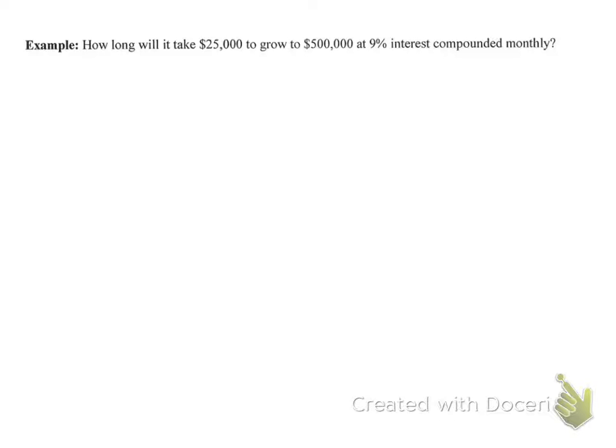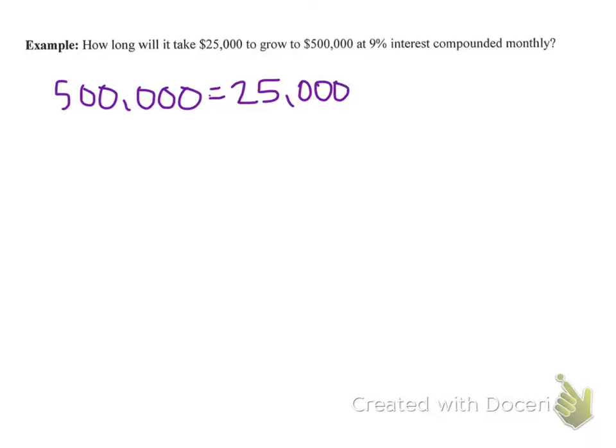Lastly, letter C, it says how long will it take $25,000 to grow to $500,000 at 9% interest compounded monthly? So we did these type of word problems at the beginning of the chapter. Just now the unknown is going to be a little bit different. So now the time is unknown. So A is our 500,000. Our principal or our starting amount is 25,000. I have 1 plus. Our interest rate is 0.09. Compounded monthly is over 12, raised to the 12t.